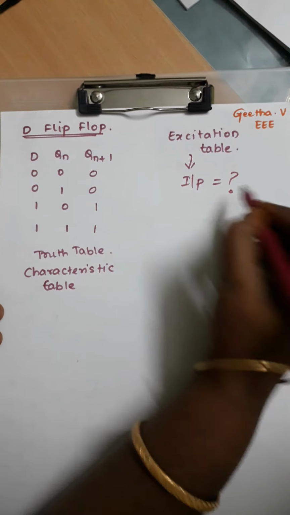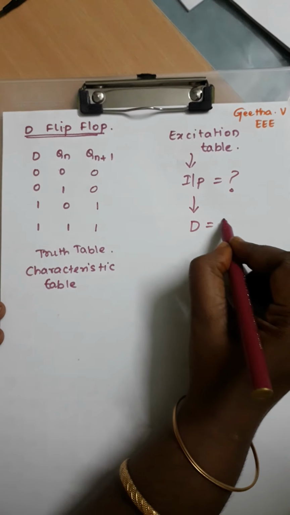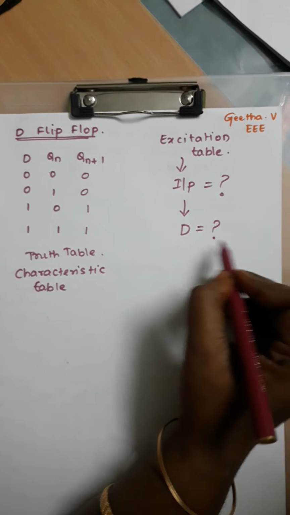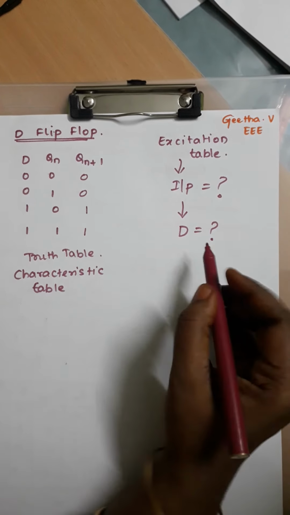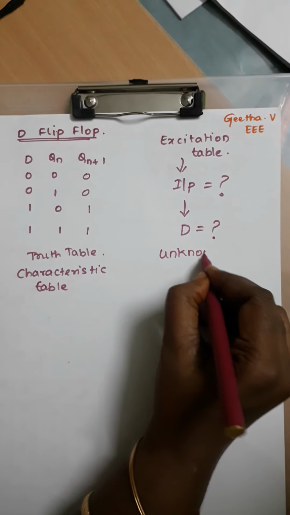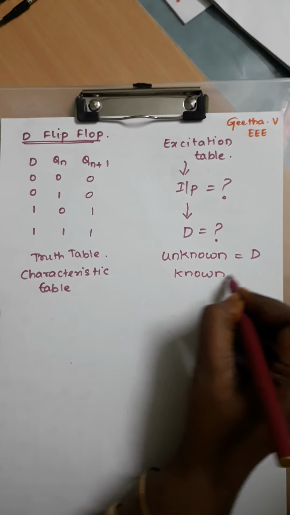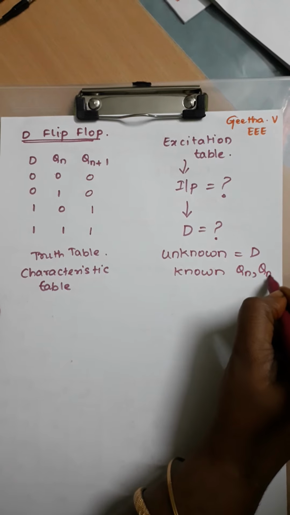What is going to be your input? So the input is nothing but D. You need to find what is D. How can you find D? You should know what is Qn plus 1. So the unknown value is D and the known values are Qn and Qn plus 1.